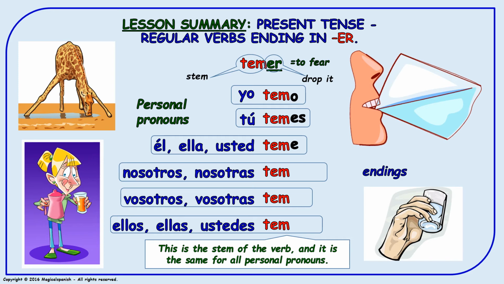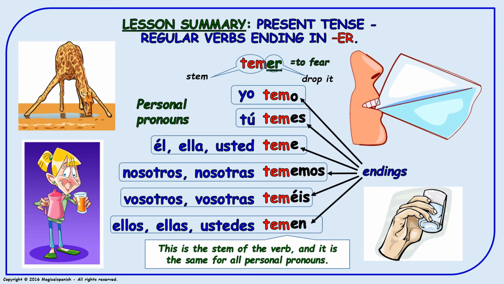And now we have nosotros and nosotras tememos. The ending is going to be EMOS. Now we have vosotros and vosotras teméis. EIS. And remember, don't forget to write the graphic accent or the mark on top of the E. Now we have ellos, ellas, and ustedes temen. So this ending is going to be EN. Now all these endings, O, ES, E, EMOS, EIS, and EN, are going to be the different endings for regular verbs ending in ER in present tense.